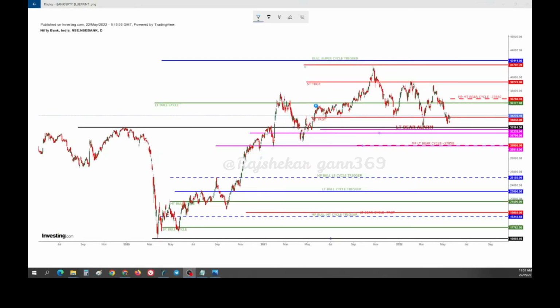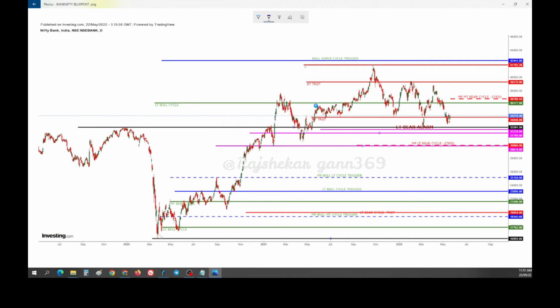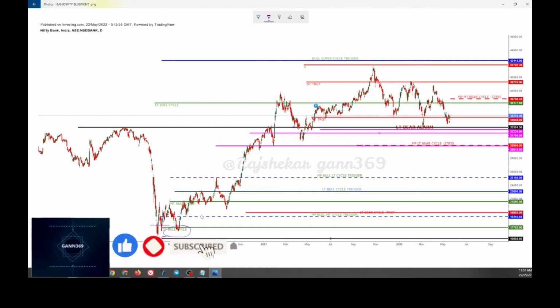So as we saw in the Nifty price cycles, we have the same kind of calculations for Bank Nifty price cycles. So here also the same story. After this bottom, this was your previous bottom. From this bottom to this one was the short term bull cycle, and after that this was your medium term bull cycle trigger.